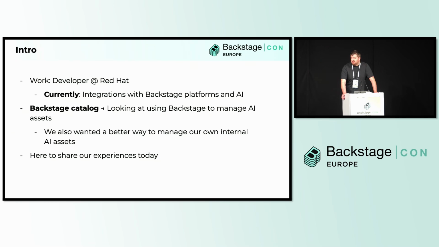So some background, I'm in the developer group at Red Hat, where we're currently looking at integrations with Backstage platforms and AI. One such area we've been looking at lately is the Backstage catalog and how we can use that to best manage your AI assets. And this also came at a time where we started to grow our own internal set of AI resources, and we wanted a better way to manage it outside of what we were currently doing. So, here to share our experiences.